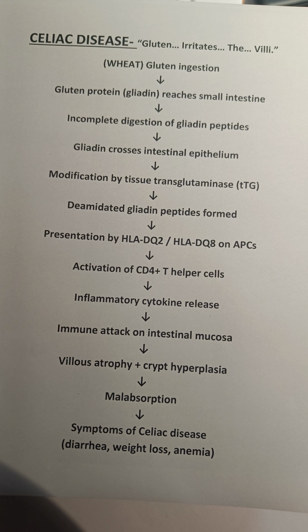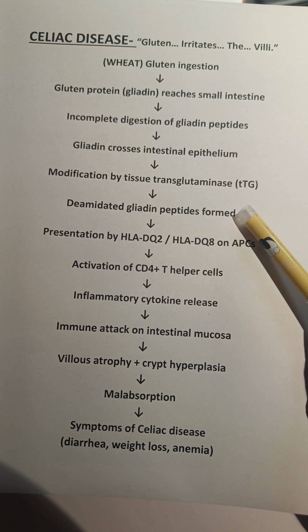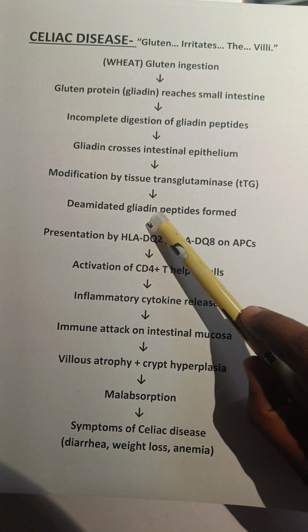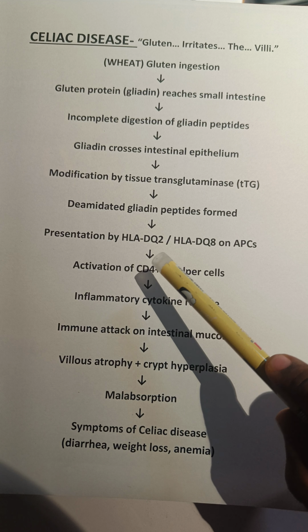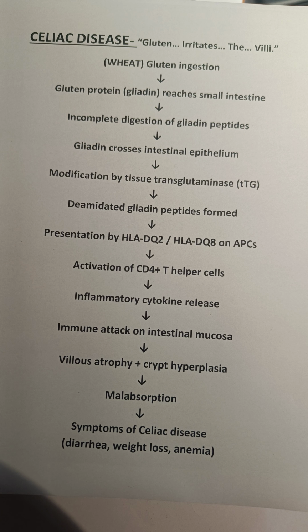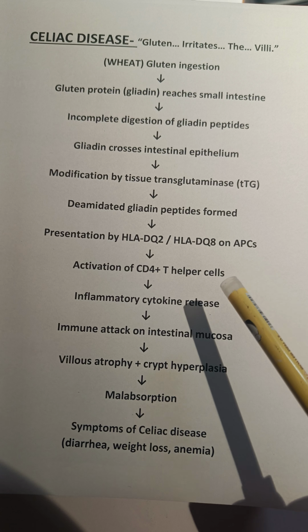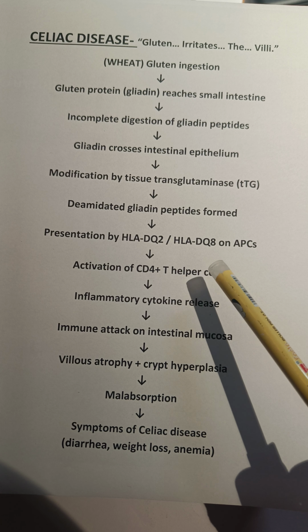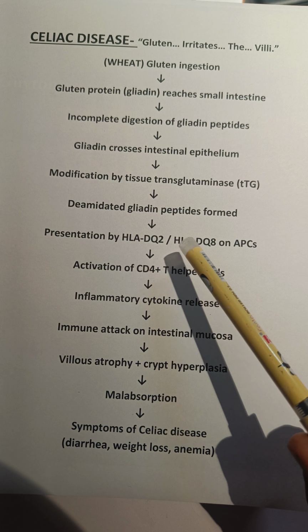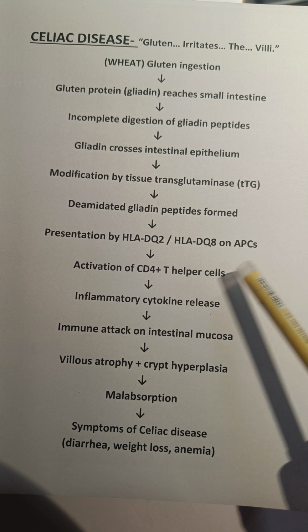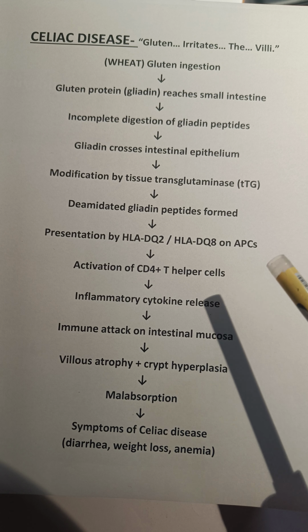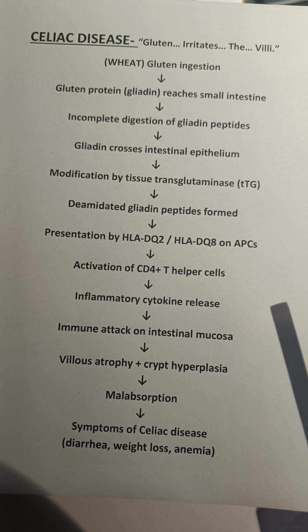Now, this modified gliadin protein has become more immunogenic. These deamidated gliadin peptides now start stimulating your immune system. They are presented to the immune system, and the antigen presenting cells will display the peptides with specific genetic molecules called HLA-DQ2 or HLA-DQ8. These molecules are present in almost all the patients with celiac disease.